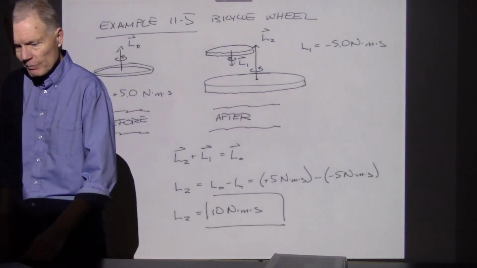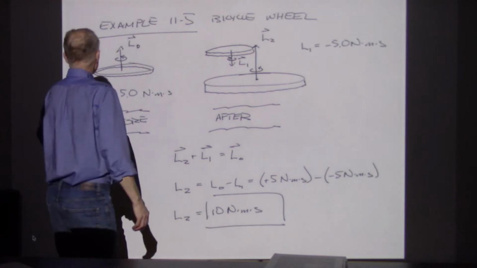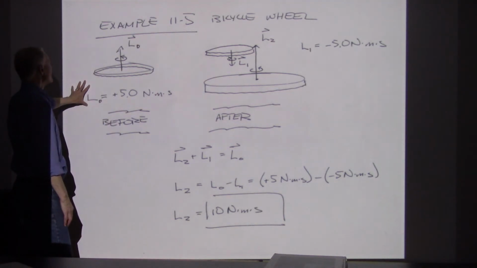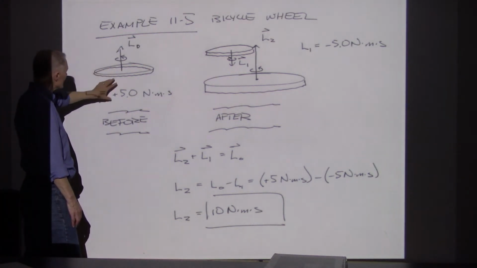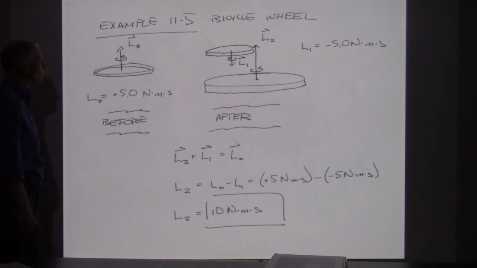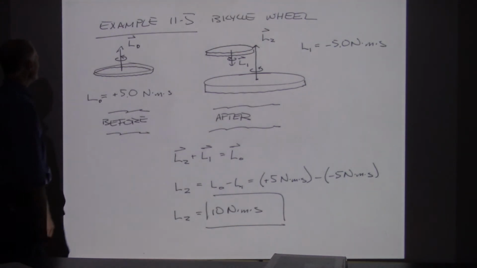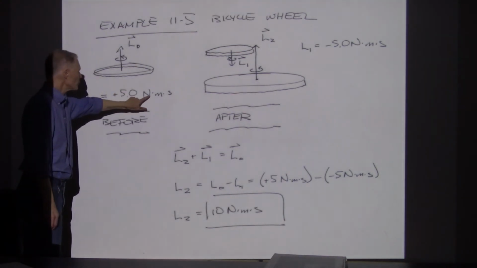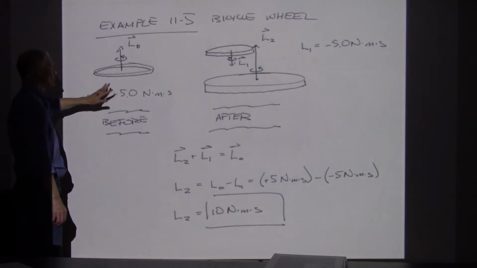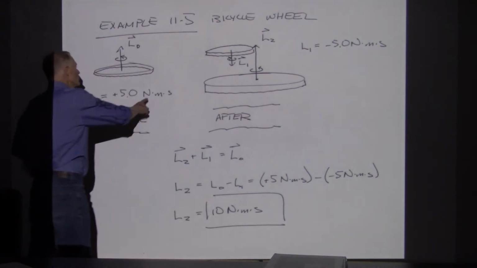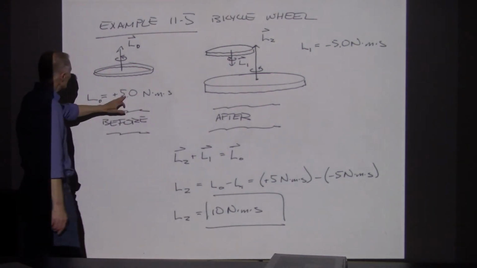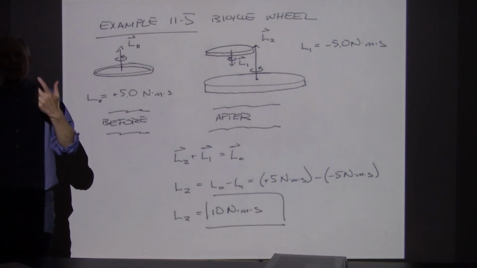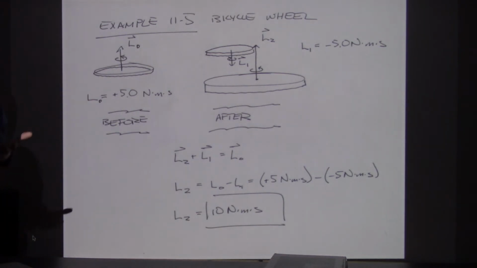Well, let's see how this might work. So here's what it looks like before. We've got the bicycle wheel, it's spinning, and I put some numbers in. I thought that might be useful too. So let's say that it has 5 units, Newtons times meters times seconds. It's got 5 of those units, and that's how much angular momentum is built up in the bicycle wheel before.